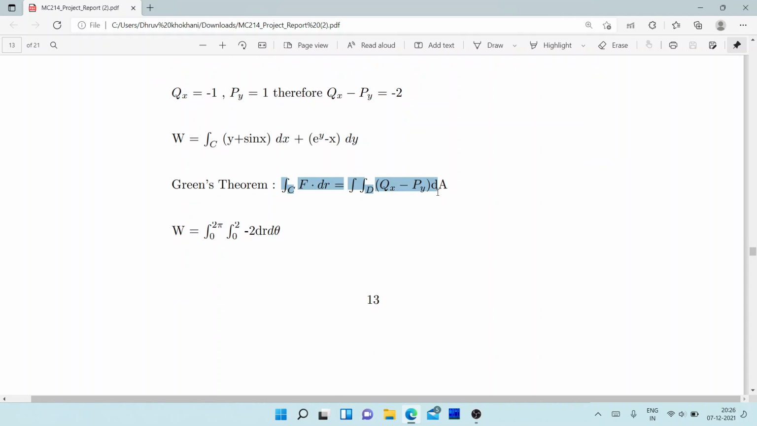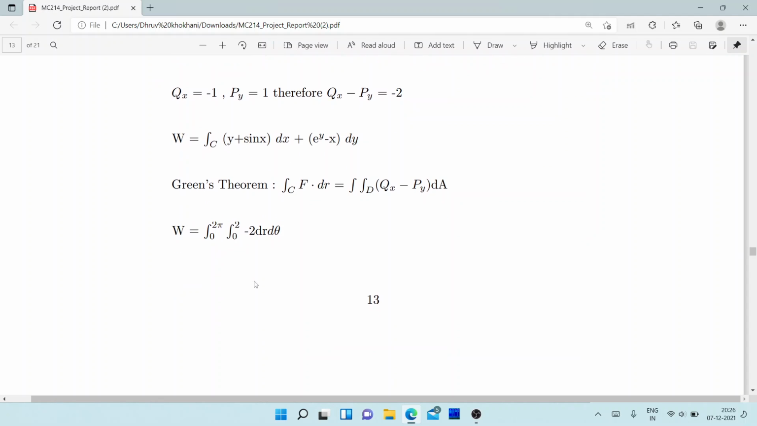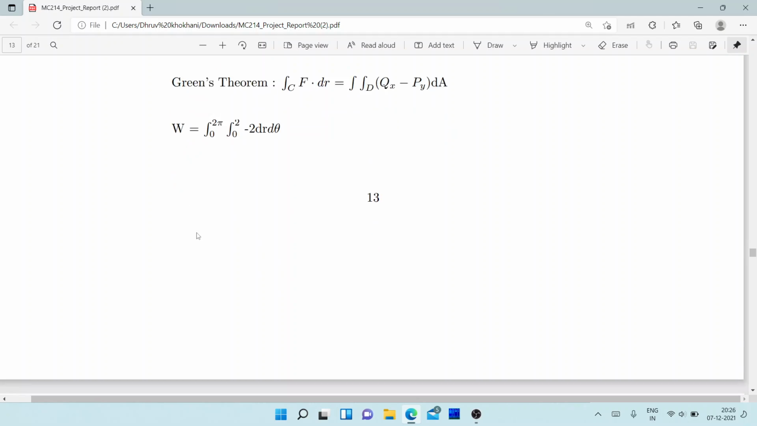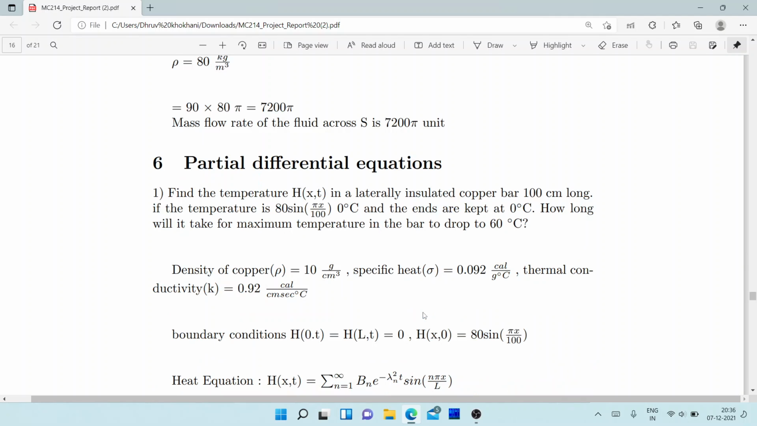This is Green's theorem. So we put the value of Qx minus Py, which is minus 2, and we integrate, and we get 8 pi. Total work done on the satellite by force field F is 8 pi.